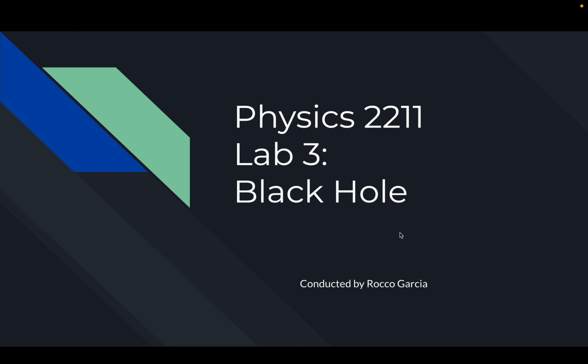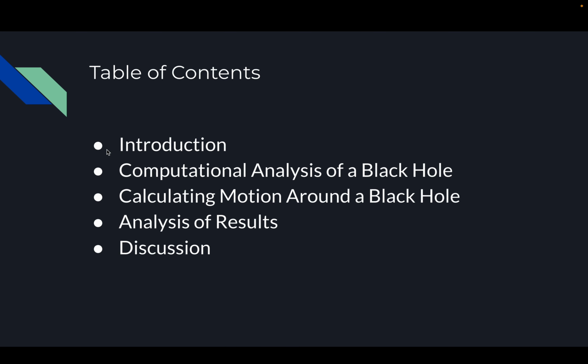What is up, guys? This is Physics 2211 Lab 3, Black Hole. Here's the table of contents where we're going to be doing a computational analysis of a black hole, and we're going to calculate the motion of a spaceship around the black hole.